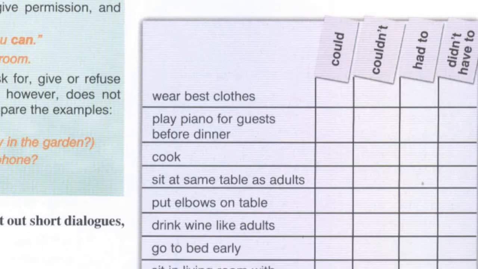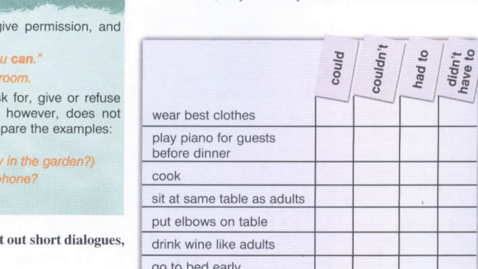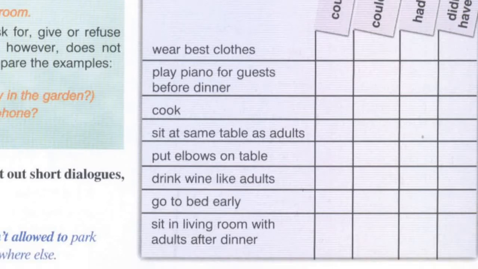For example, the next one, could they sit at the same table as adults? Yes, they could. They could sit at the same table as adults. So remember using could, couldn't, hadn't. Or for example, the next one, look at it, another one. Put elbows on table.